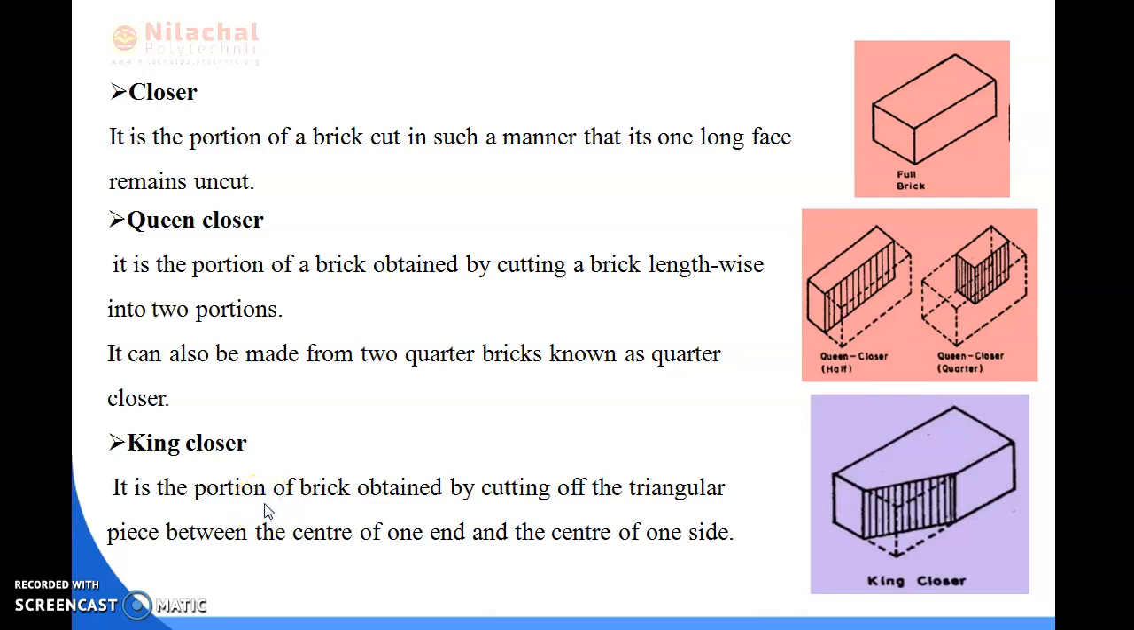Good morning everyone. Today we will be discussing closure. In the previous slide I have already discussed some important terms of brick masonry.